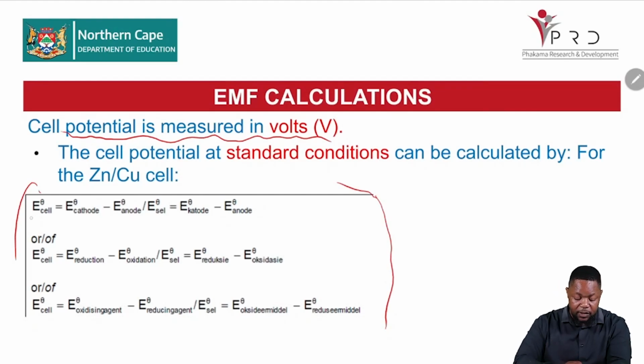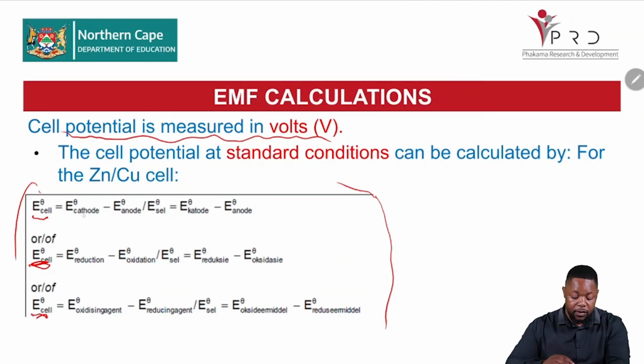The first formula says the E cell is equal to the E cathode minus E anode. The second one says E cell is equal to E reduction minus E oxidation. The third one says E cell is equal to E oxidizing agent minus E reducing agent. Now, this will remind you of a number of concepts.